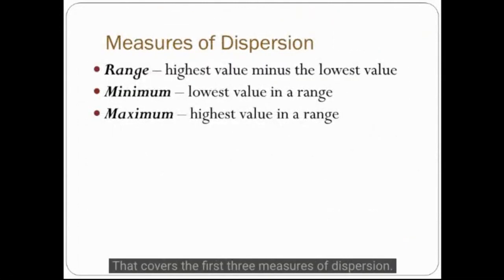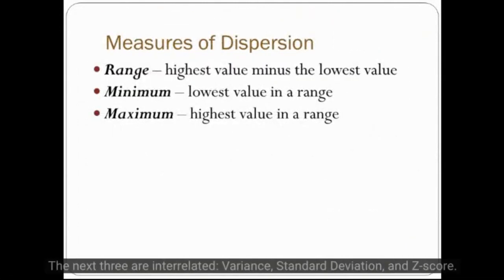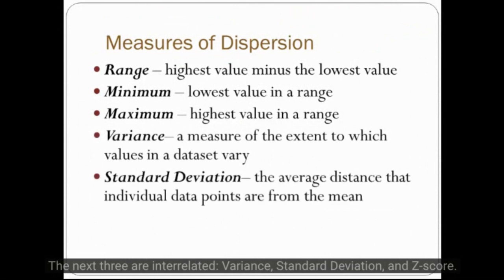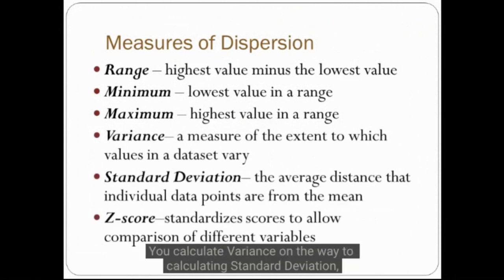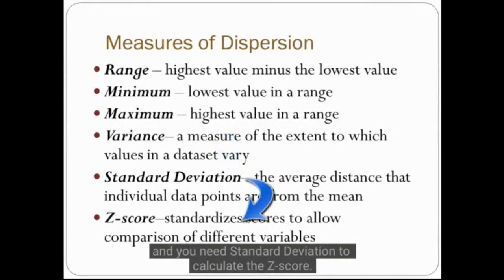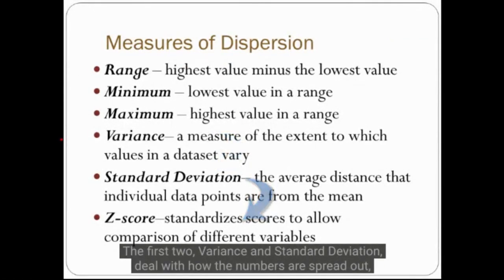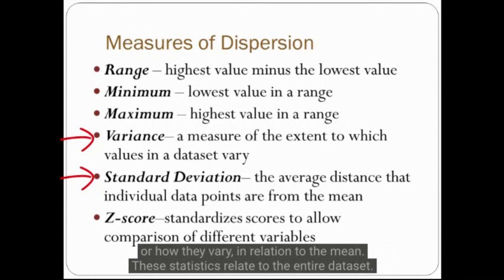That covers the first three measures of dispersion. The next three are interrelated: variance, standard deviation, and z-score. You calculate variance on the way to calculating standard deviation, and you need standard deviation to calculate the z-score. The first two, variance and standard deviation, tell us how the numbers are spread out, or how they vary in relation to the mean. These statistics relate to the entire data set.